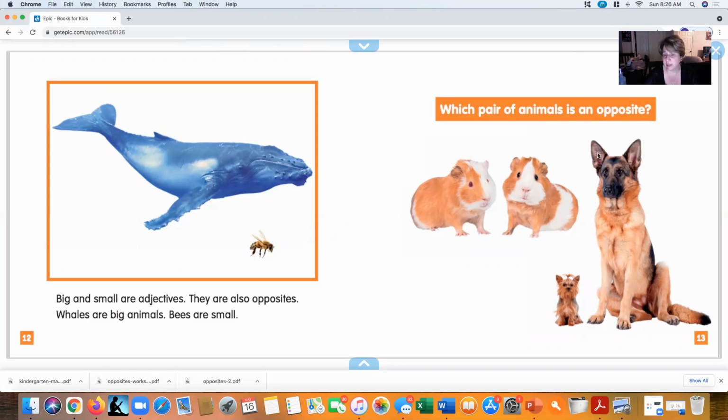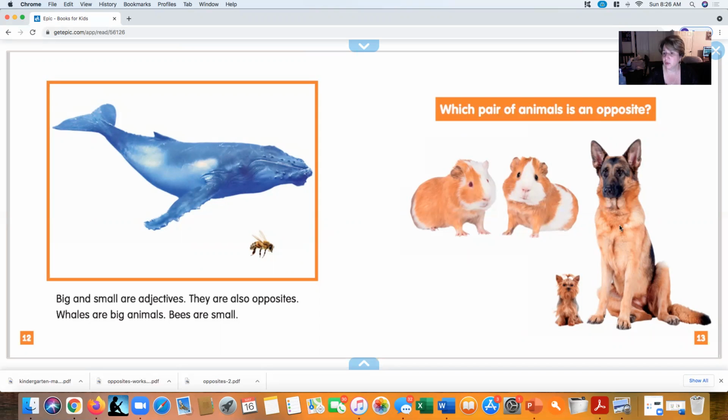Here we have a set or a pair of guinea pigs. And here we have dogs. Which one is showing something opposite about them? Well, the guinea pigs look the same. They're the same size. They look like they're the same color, just a different combination, but the same color.